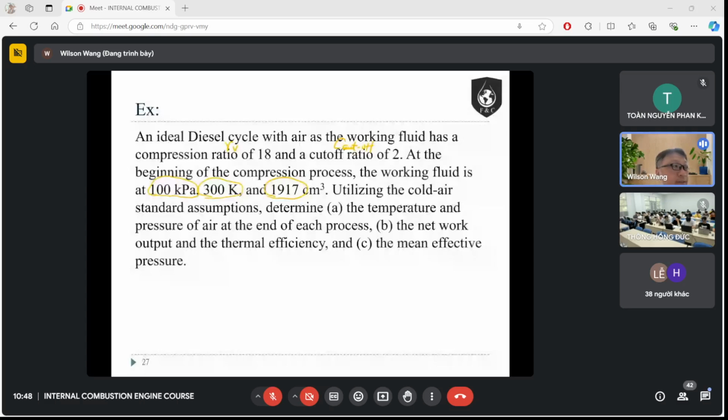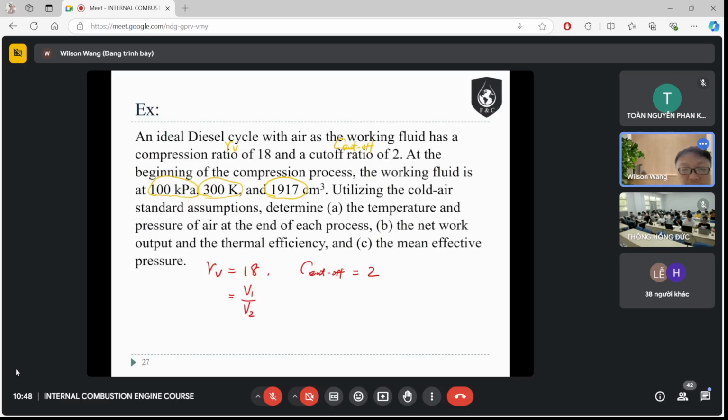Once you have the net work output, you have the volume change from V1 to V2, and you have the mean effective pressure, right? So we know the compression ratio is 18 and the cutoff ratio is 2. And the compression ratio is V1 by V2.